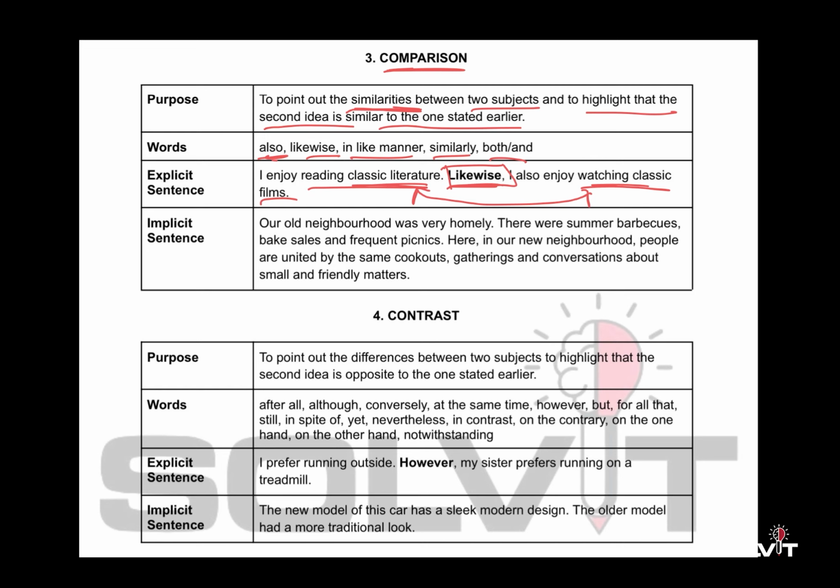Let's look at the implicit sentence. Our old neighborhood was very homely. There was summer barbecues, bake sales, and frequent picnics.